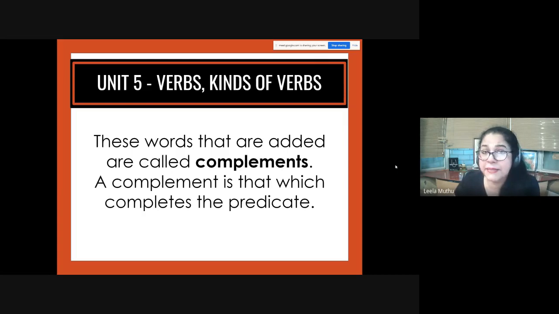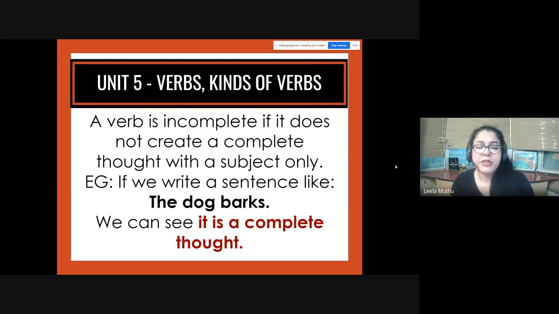So let's see some examples. A verb is incomplete if it does not create a complete thought with a subject only. For example, if I say, she has. Now, she is a subject, the verb has is there, but it does not make any sense by itself.